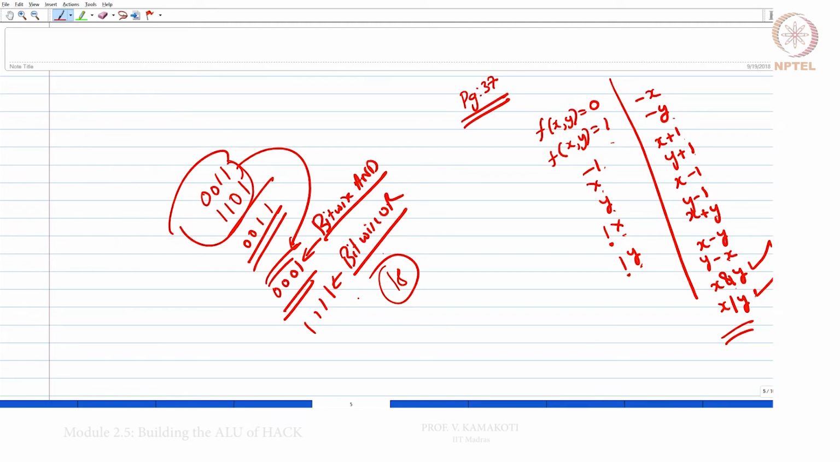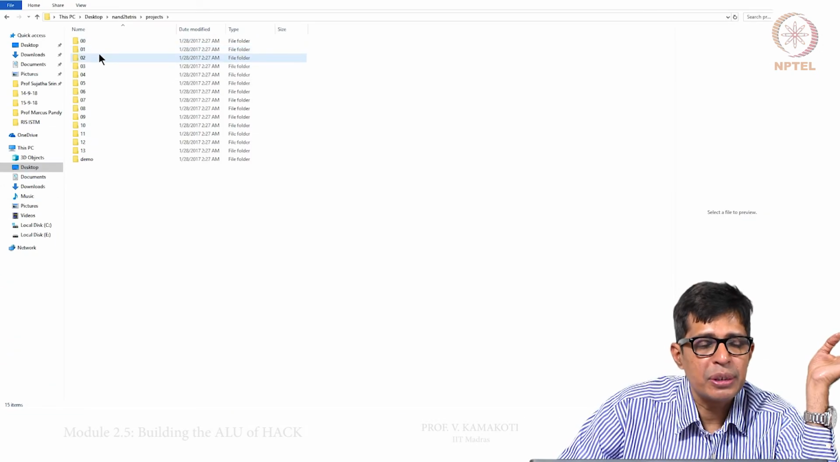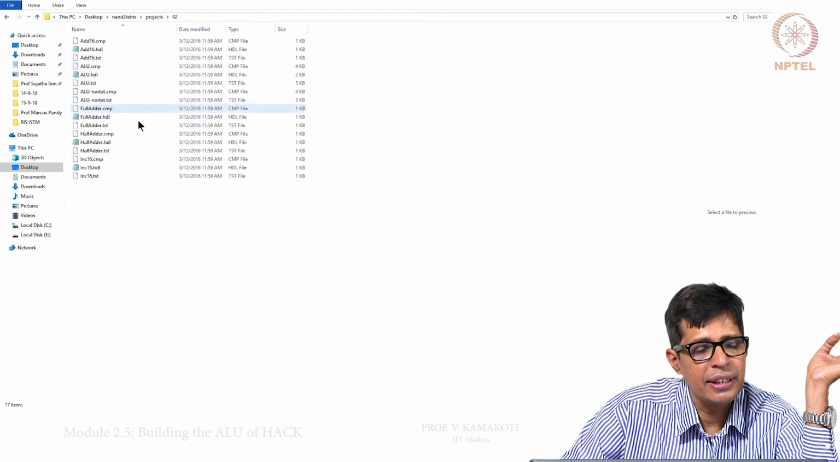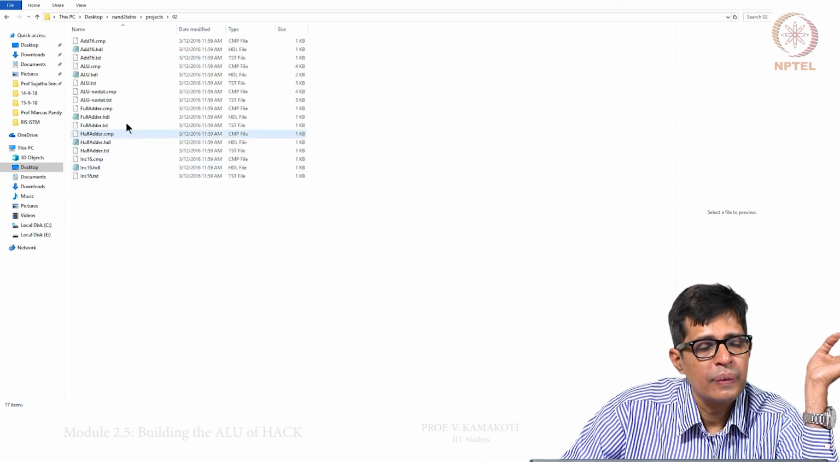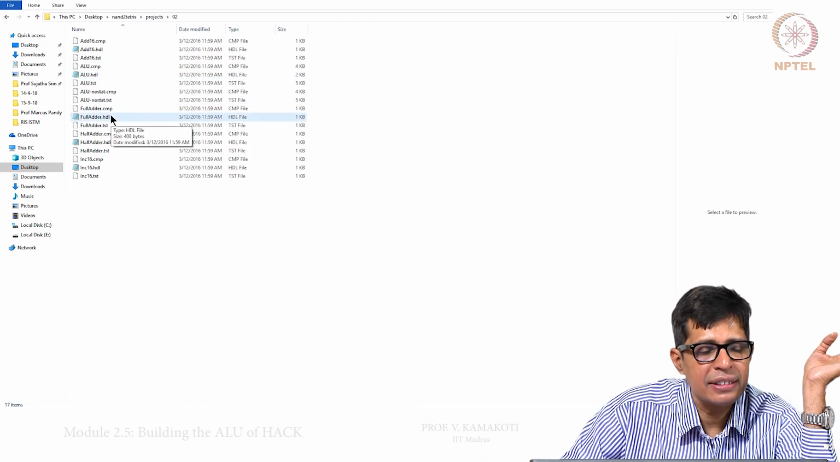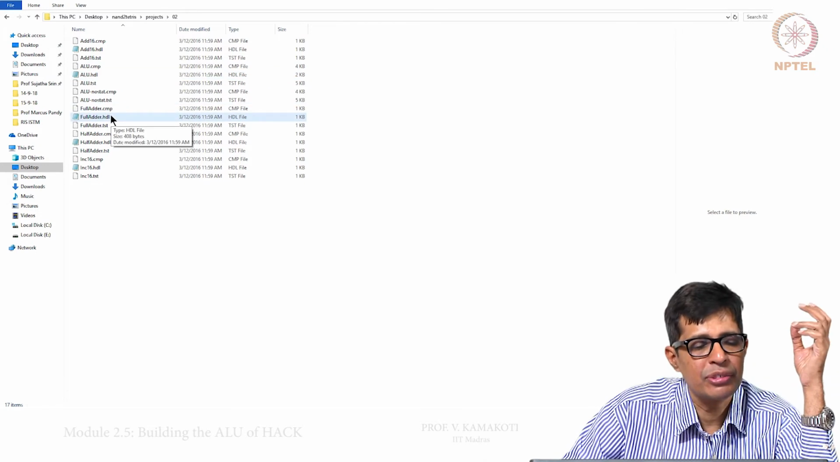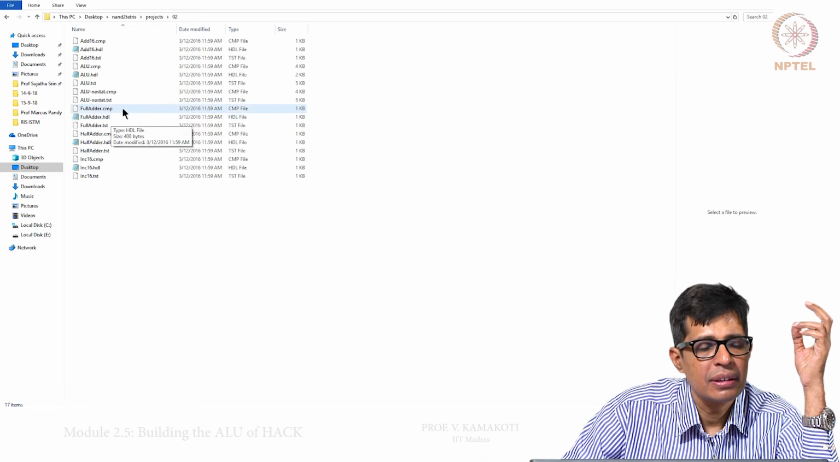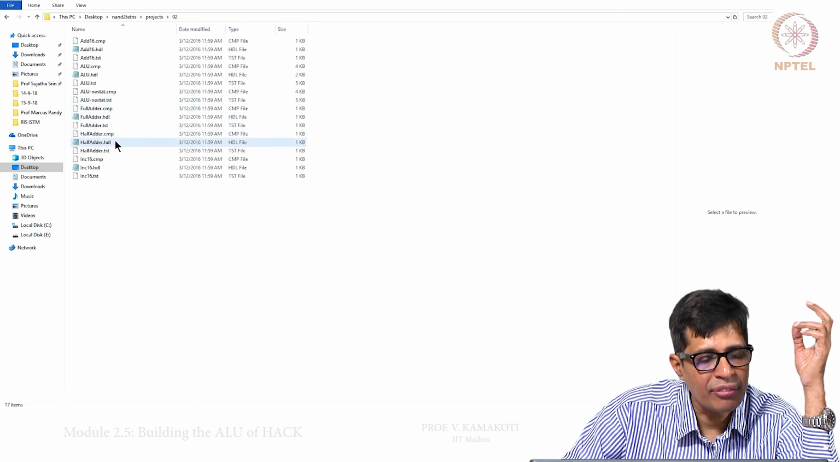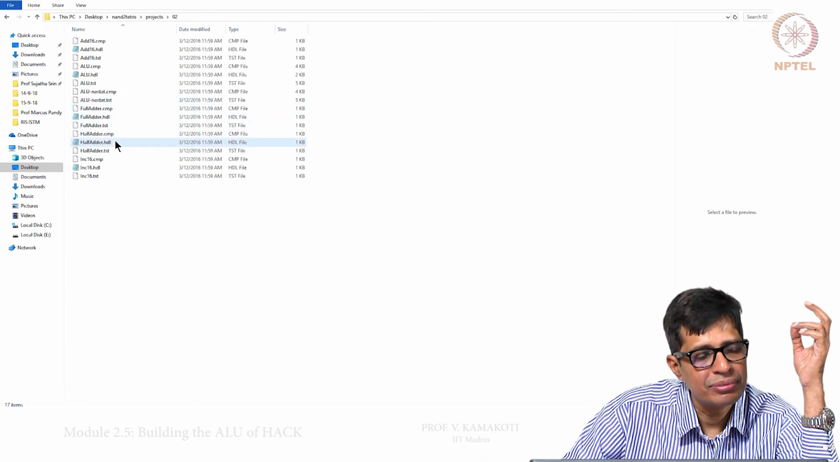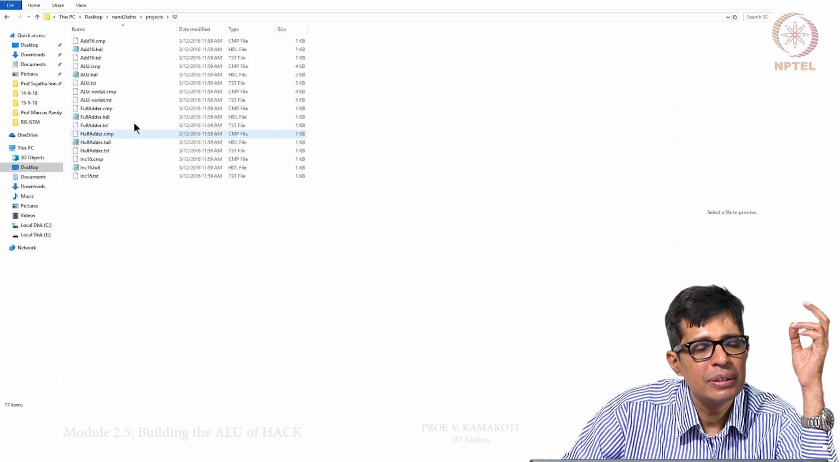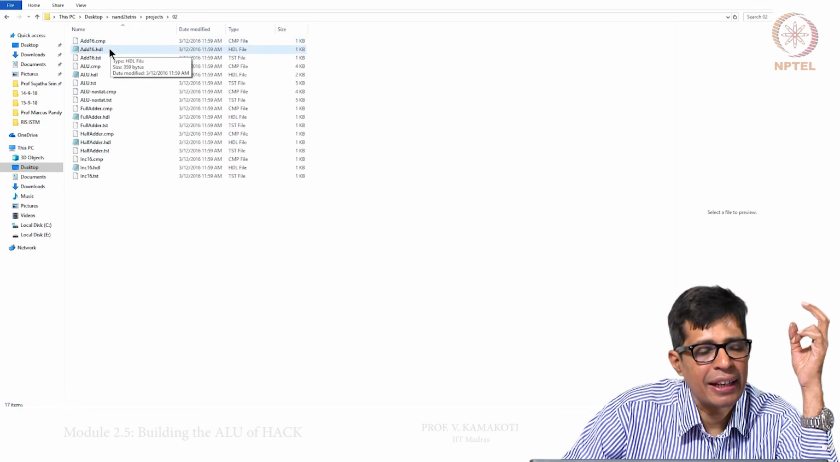Okay. Now this is the module that we have finished. So, the project that we are supposed to take, just look at this. Now, this is the ALU. So, there is a full adder that we need to do as a part of this project. There is a half adder that we need to do. There is a 16-bit adder that we need to do.